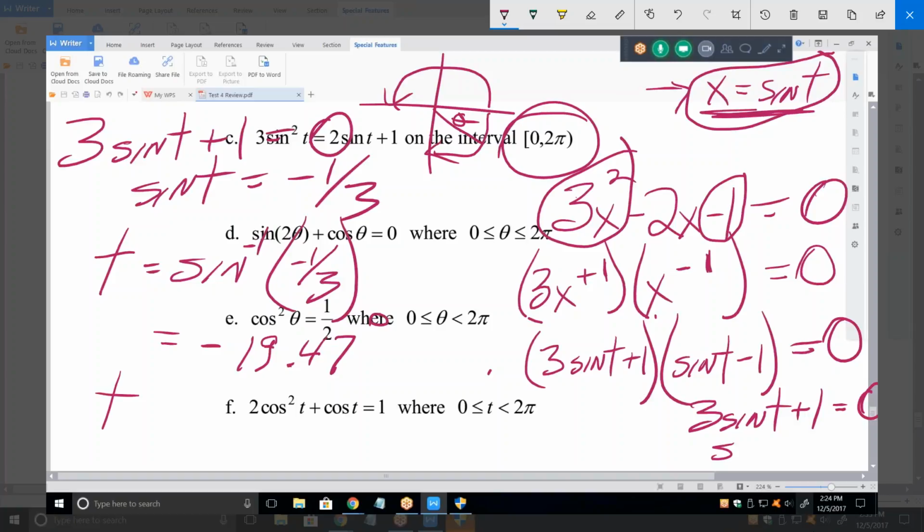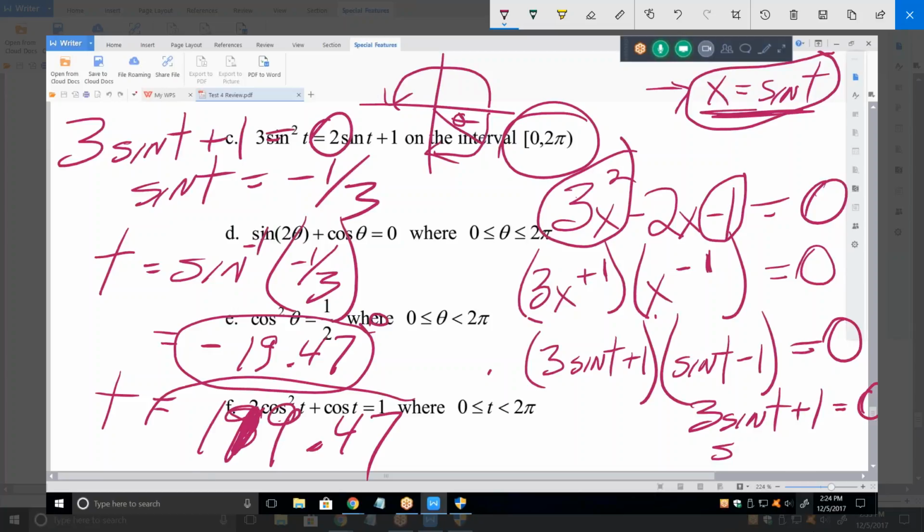Third quadrant? Okay. What's the equivalent angle to that in the third quadrant? It's like 199. 189. Oh, you know, you're right. Absolutely. Sorry. It is 199.47. So there's your two answers.